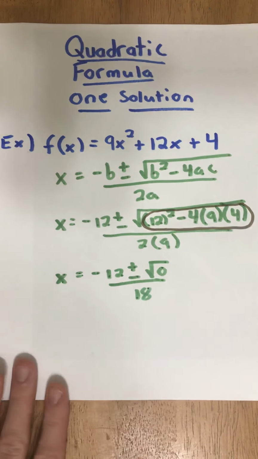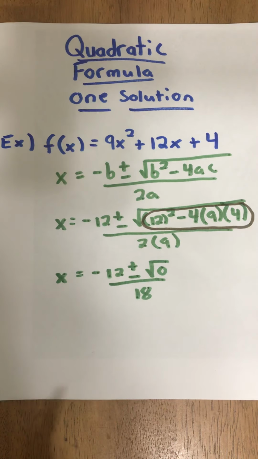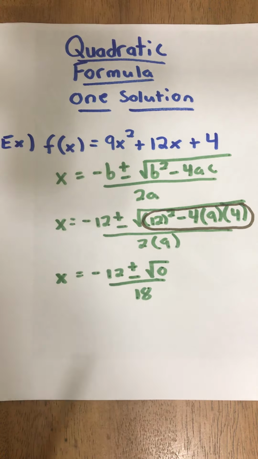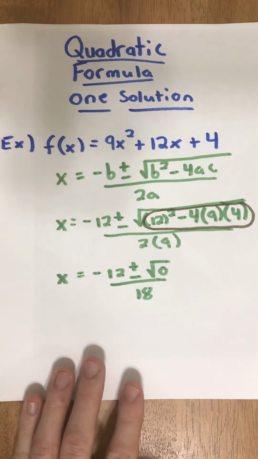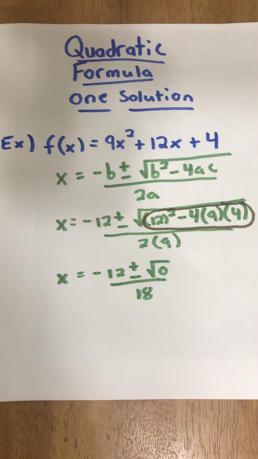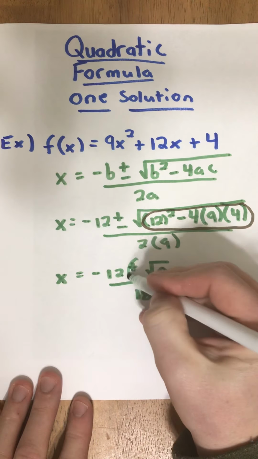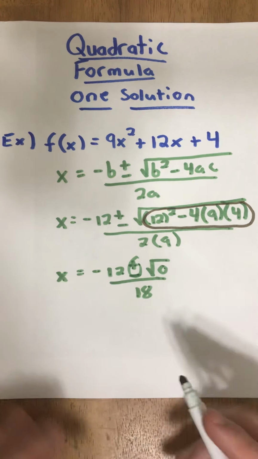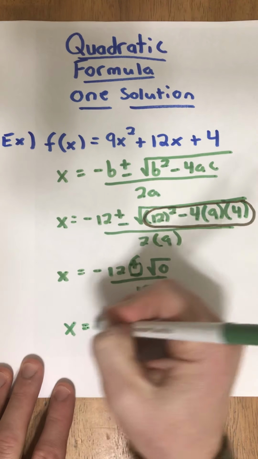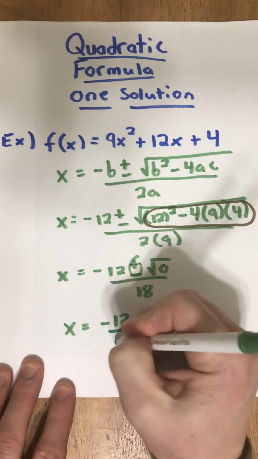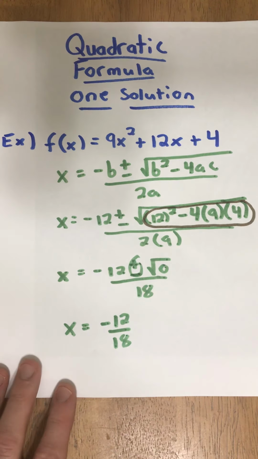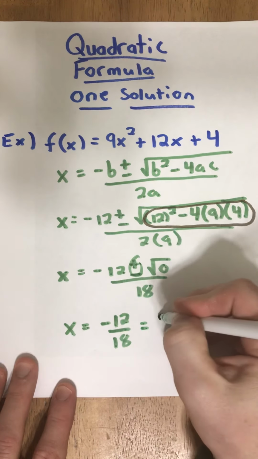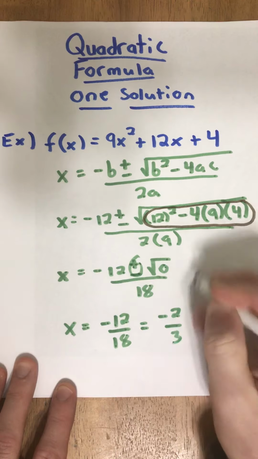So now after rewriting, I have this, negative 12 plus or minus the square root of 0 divided by 18. Now, the square root of 0 is obviously 0. So that sort of negates our plus and our minus. It doesn't matter whether we add or subtract 0. We're going to end up with the same value in here. So what our answer is essentially going to be is x equals negative 12 divided by 18, which, if we reduce it, will end up being a negative 2/3.